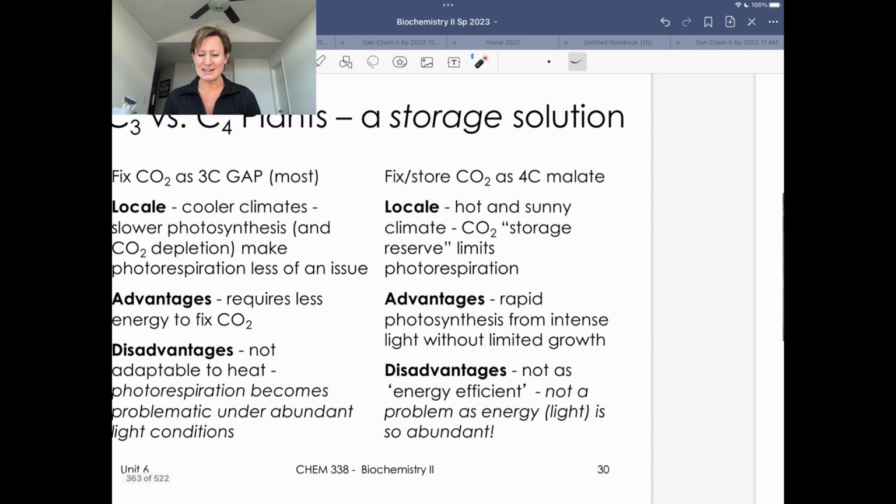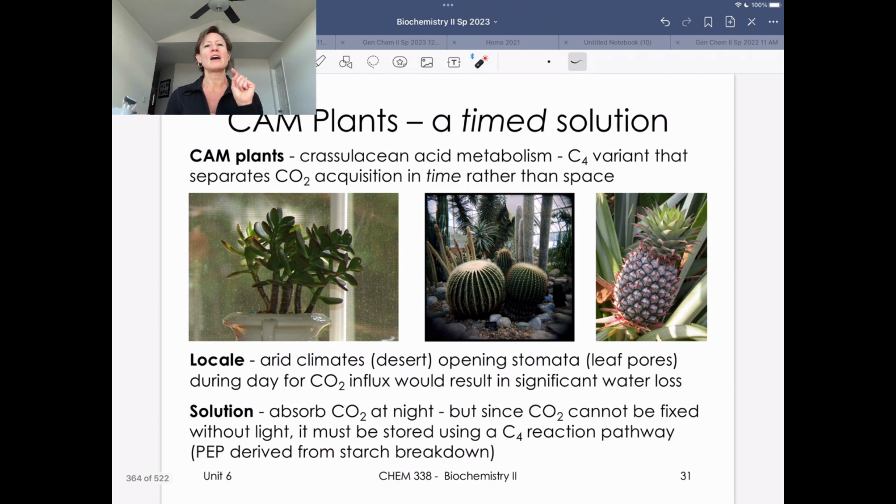So now getting to that CAM plant, this is a specialized kind of C4 plant. So it's called a plant that participates in crassulacean acid metabolism. Basically, they do that same production of malate, but they have to think about when they acquire their CO2. They acquire their CO2 at night. And here's the reason why.